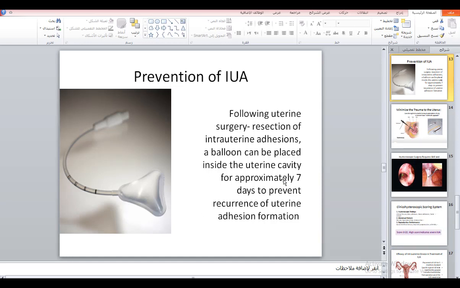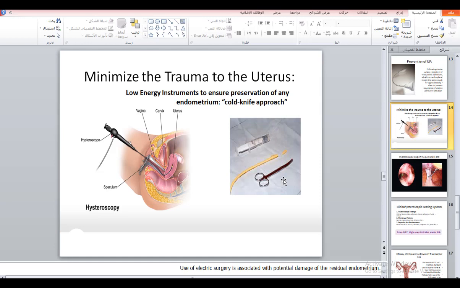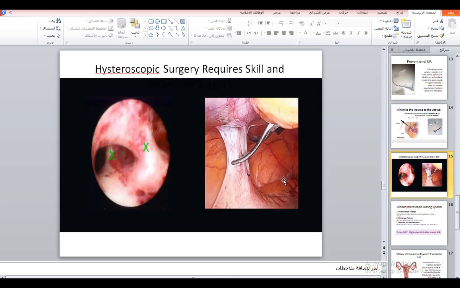How can we prevent intrauterine adhesion? Following uterine surgery, or resection of the intrauterine adhesion, a balloon can be placed in the uterine cavity for approximately 7 days to prevent recurrence of adhesion formation. Minimize trauma to the uterus by using low energy instruments to ensure preservation of any endometrium, with a cold knife approach. Hysteroscopic surgery requires skilled persons.